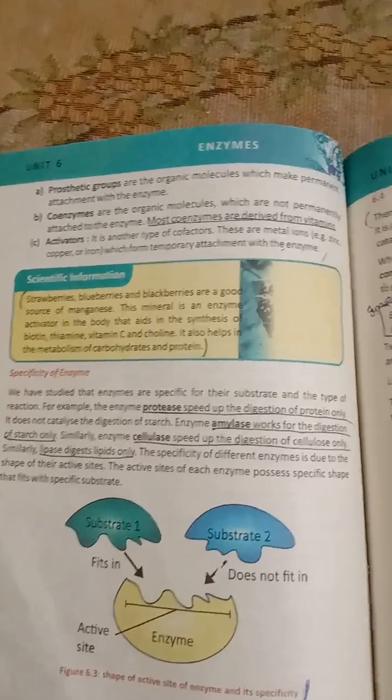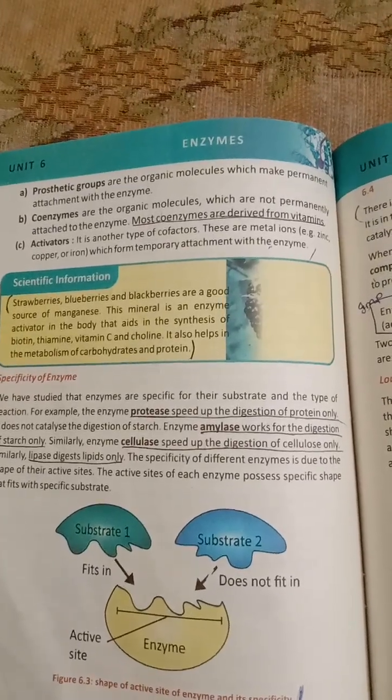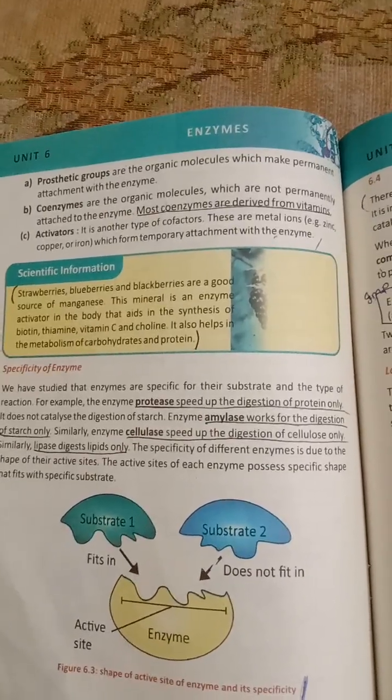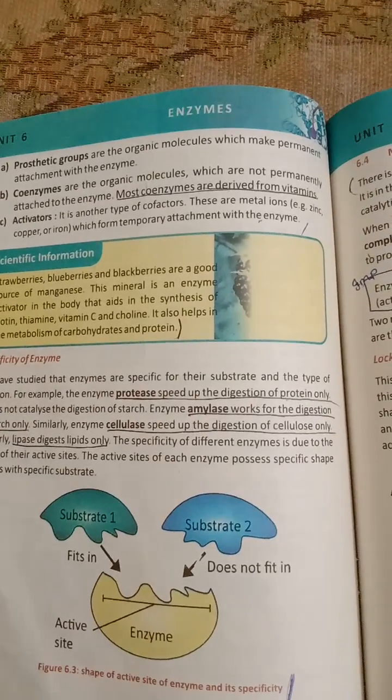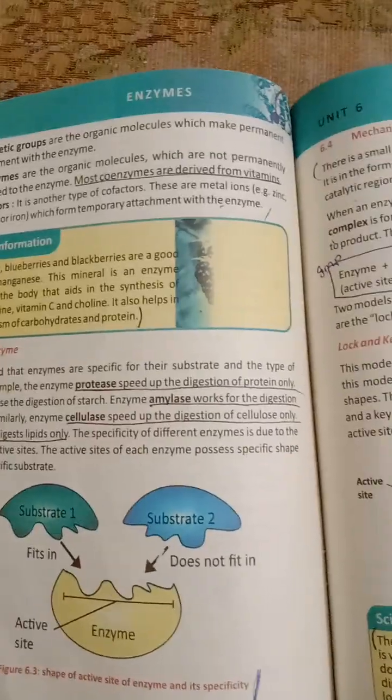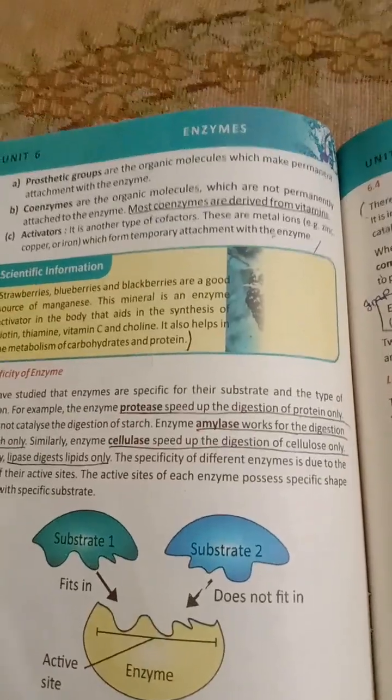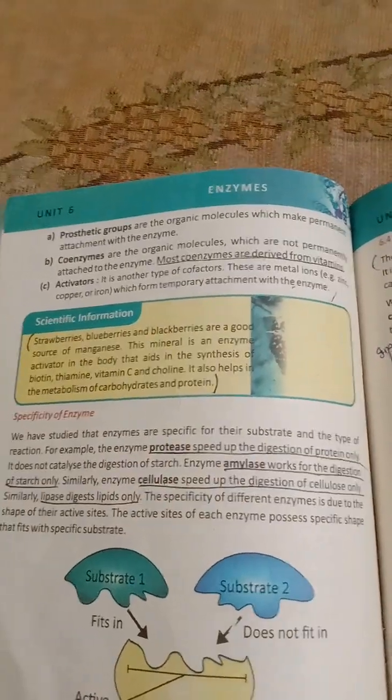This means a prosthetic group is an organic molecule, and it is permanently attached with the enzyme. It never detaches from the enzyme and has a permanent attachment for the proper functioning of the enzyme.